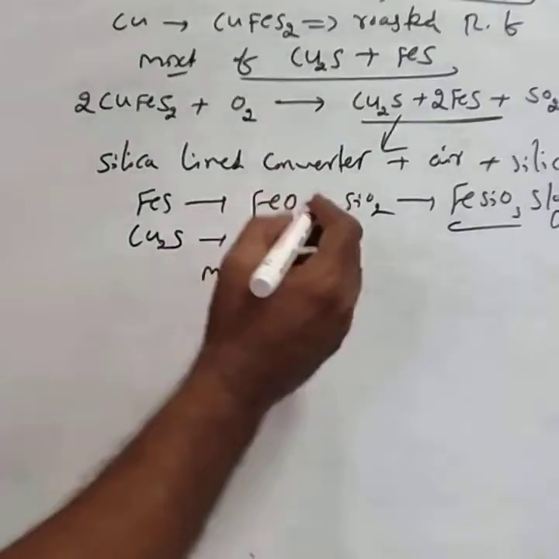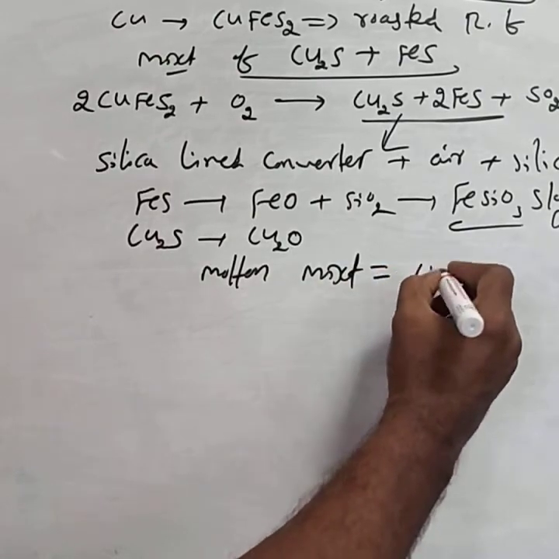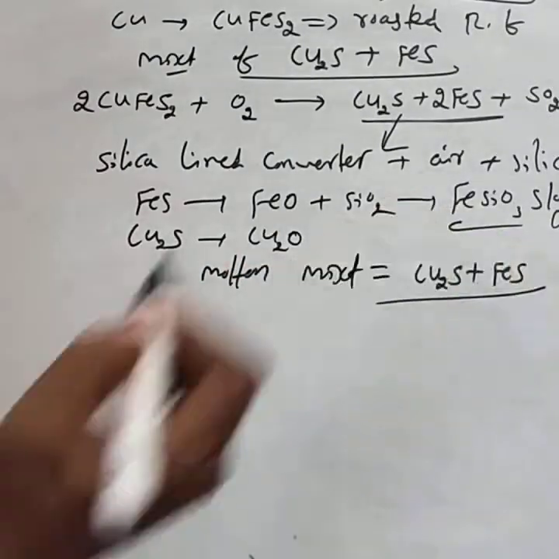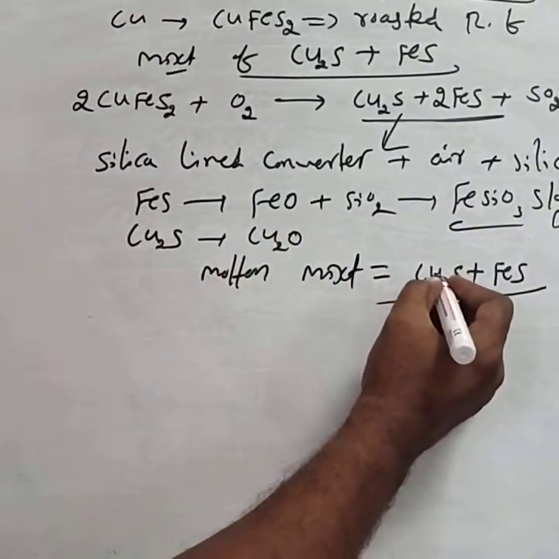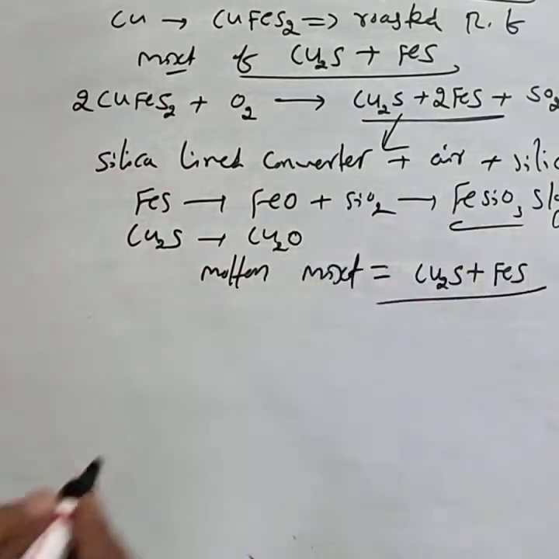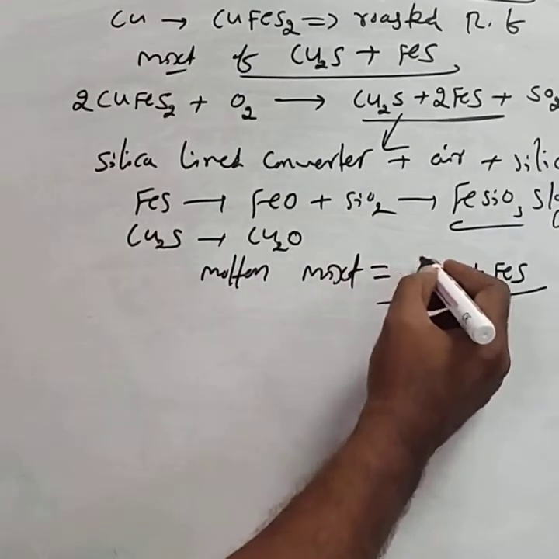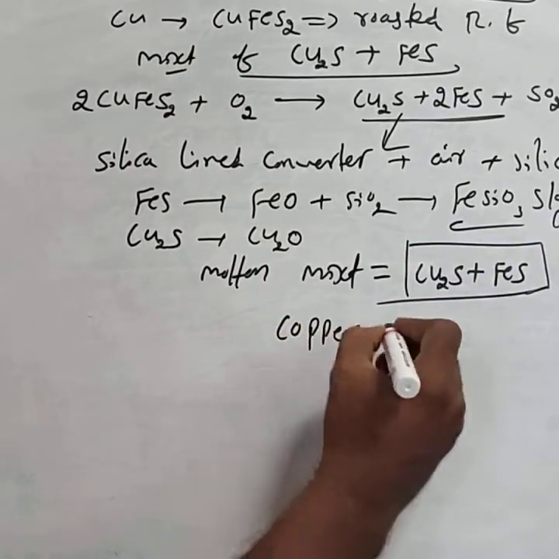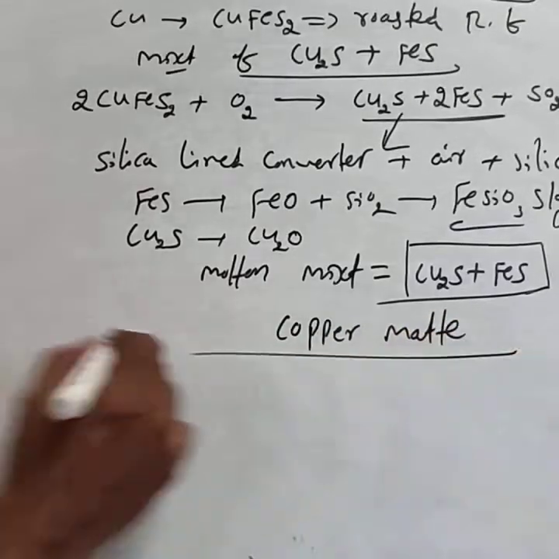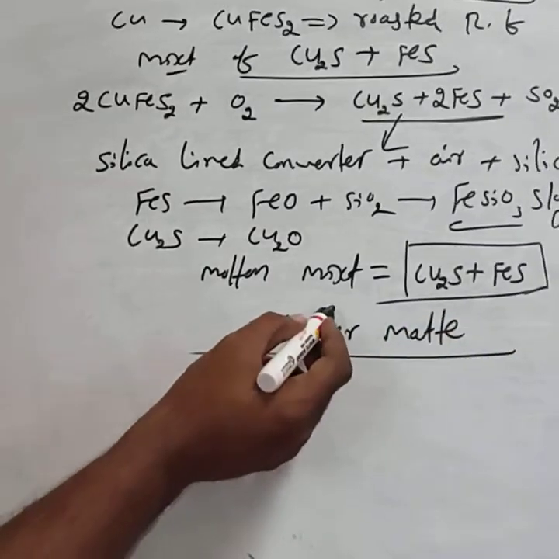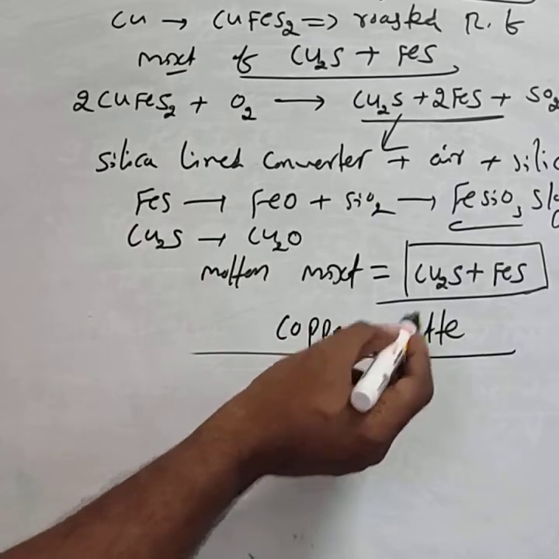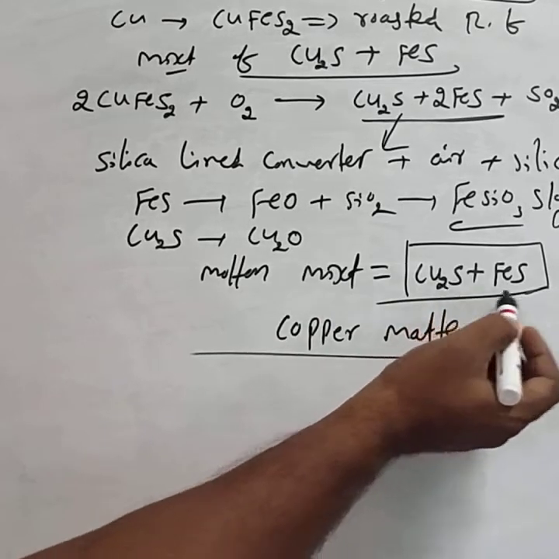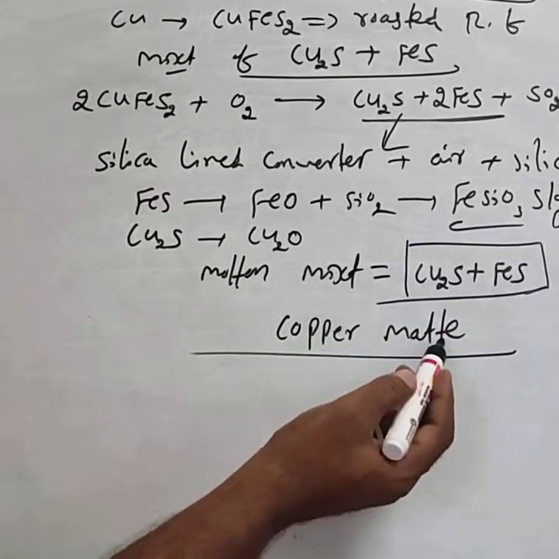The remaining mixture contains Cu2S and FeS. Cu2S means cuprous sulfide, and FeS means ferrous sulfide. This mixture of Cu2S and FeS is commonly called copper matte. This is a one mark question: what is copper matte? Copper matte means a mixture of cuprous sulfide and ferrous sulfide.